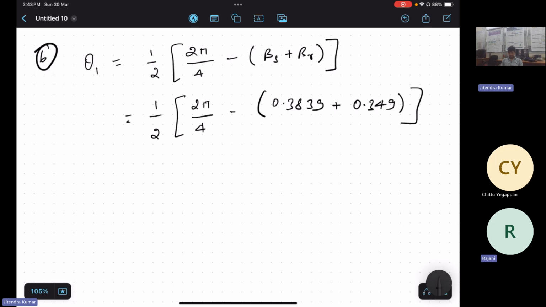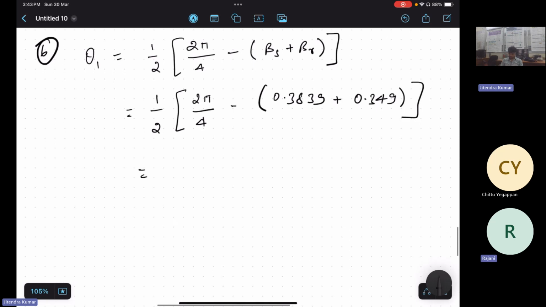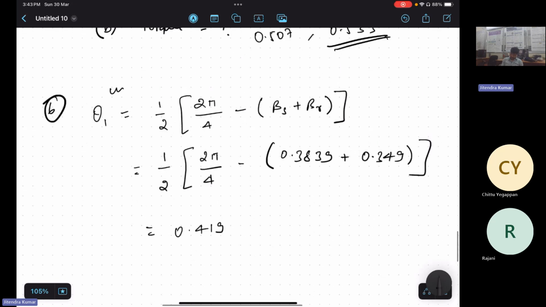And 0.3839 is beta S exactly. So how much is it coming after calculation? 0.419, sir. 0.419. Okay. Point 419. Now this is unaligned inductance.